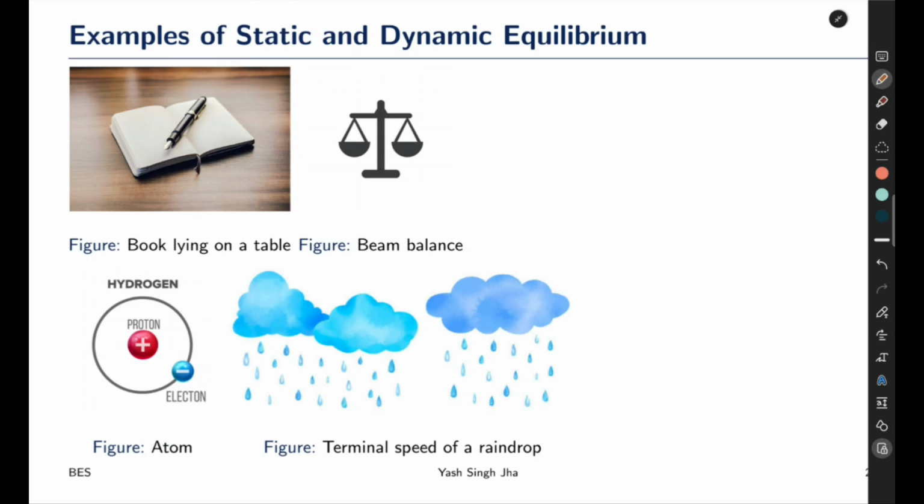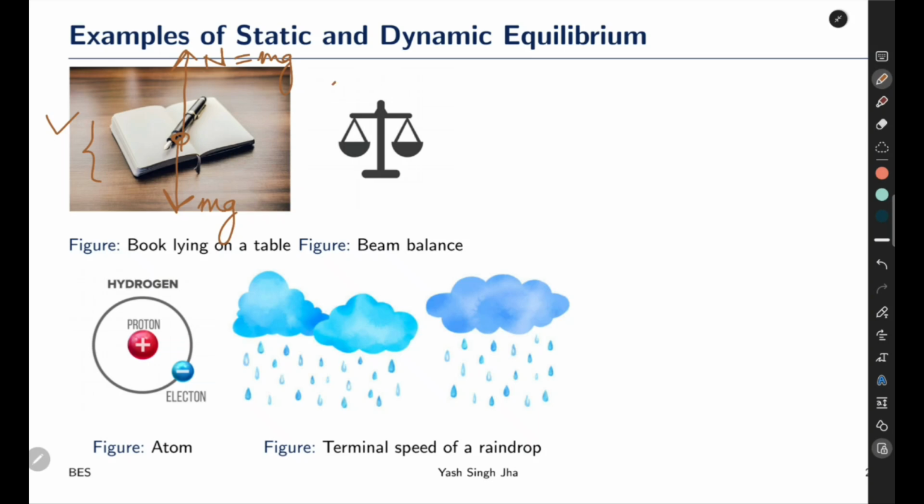The first example is a book lying on a table. The forces are first the weight of the book itself, and second, the normal reaction from the table. The table, because of its contact, is producing a normal reaction. So there are two forces acting, normal and the weight, and under the influence of these two forces, the state of rest remains. That's why the book is said to be in a state of static equilibrium. The normal balances the weight of the book.